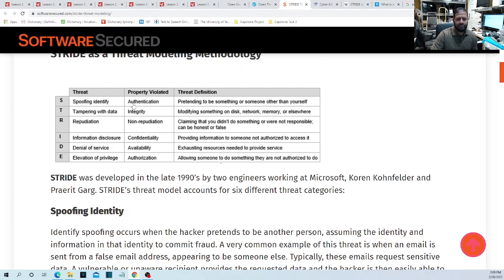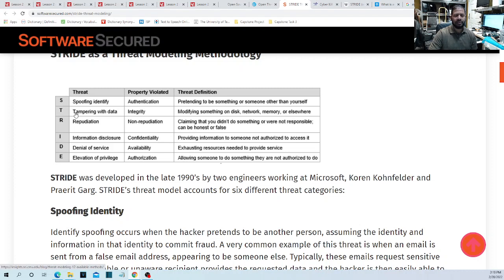Spoofing. Spoofing means pretending to be something or someone other than yourself. Okay, that happens a lot. Somebody pretending to be someone else. Your identity is taken by someone else. And what is violated here is authentication. That person is not you, but that person is acting like you, and that person is authenticated as you. So that's spoofing.